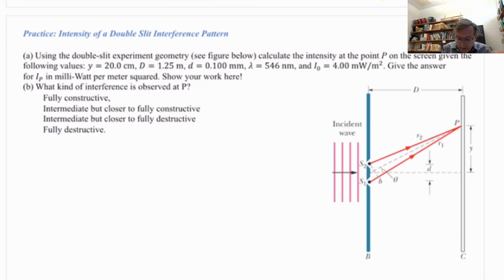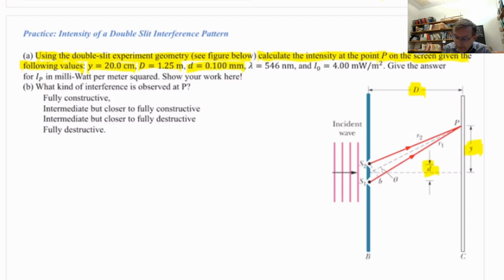So, using the double slit experiment geometry, we've got the figure reproduced below. We are to calculate the intensity at the point P on the viewing screen, given the following values. The distance y of point P from the central axis, 20 centimeters. The distance big D between the first screen and the viewing screen, 1.25 meters. The distance little d between the two slits, 0.1 millimeters. The figure over there is not even close to being to scale.